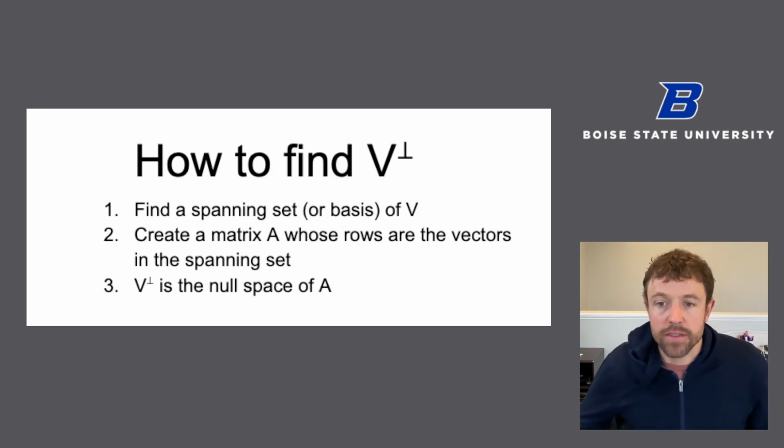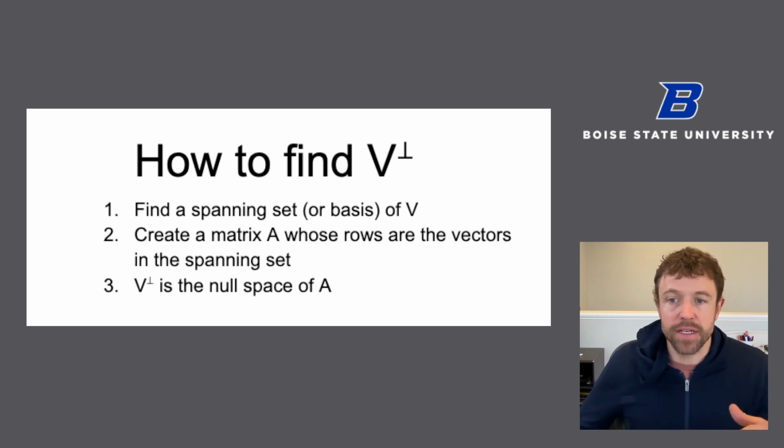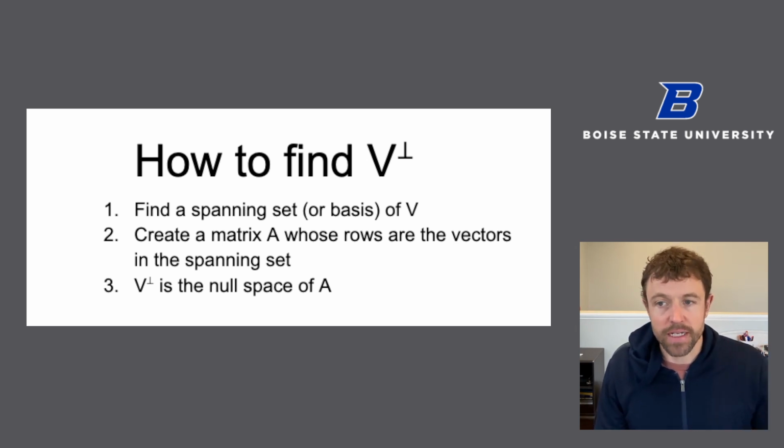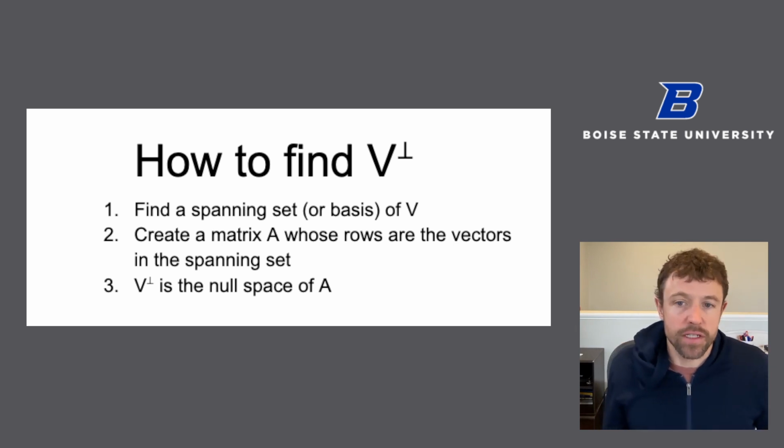So here's our process. We'll start with a spanning set, or maybe a basis of V. A basis is always a spanning set, right? A spanning set might have extra vectors that are redundant, but it doesn't matter. Either way, if we have a full spanning set of V, we're going to create a matrix whose rows are the vectors of the spanning set, and then V perp will be the null space of that matrix, and we know how to find null spaces.